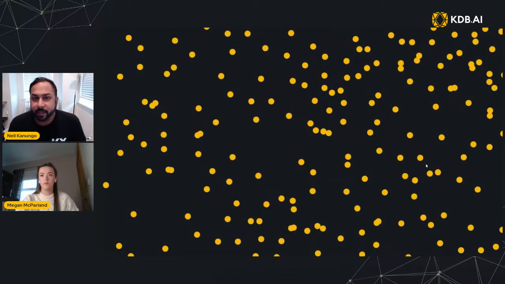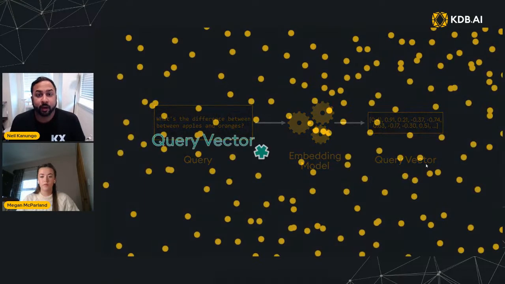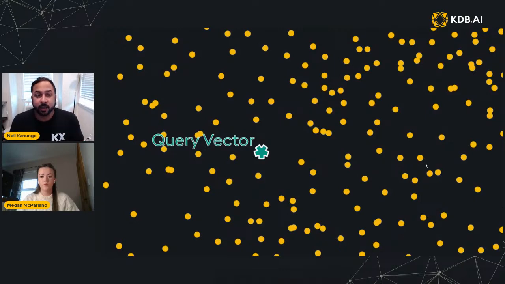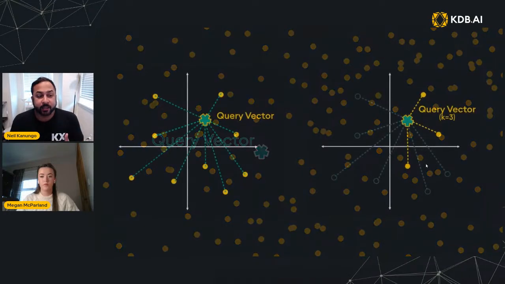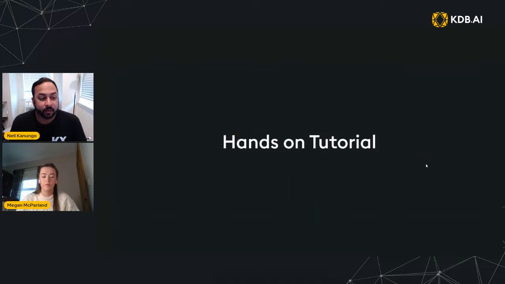So if we picture these embeddings in space, they might be these yellow dots. So those are all of the representations of our data. We do a query, and that query goes through the embedding model, creates a query vector, and that query vector lands in vector space. From that vector space, you can then get the nearest neighbors. You can use different similarity metrics like Euclidean distance, cosine similarity, or dot product, three that are used with KDB AI. So with that, we're going to move on to our hands-on tutorial.